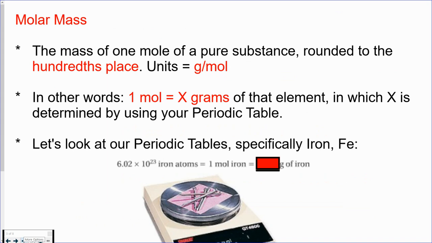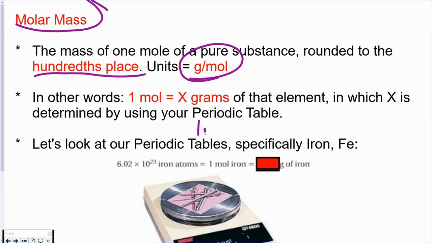And then we have the other side of the equation, which is molar mass. With molar mass, that's the grams on the periodic table, and we're going to the hundredths place, and then our units are going to be grams per mole. So it actually tells us that 1 mole of an element is equal to the grams of the element off the periodic table.